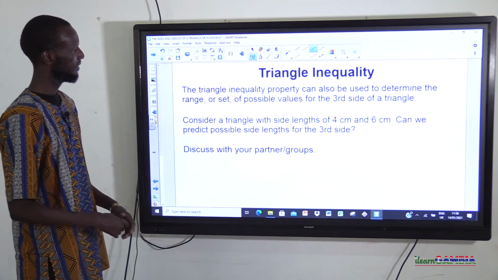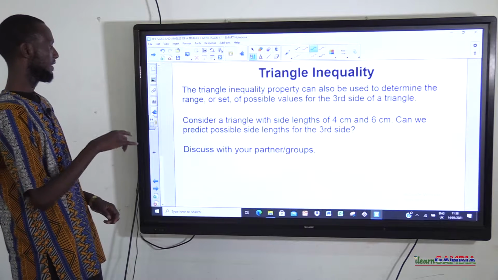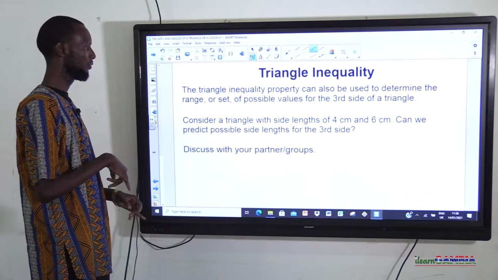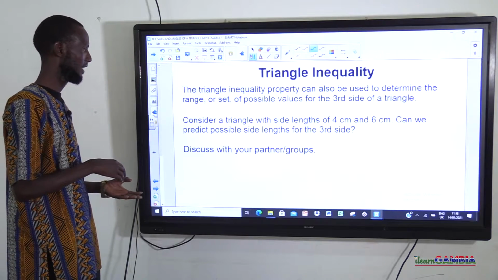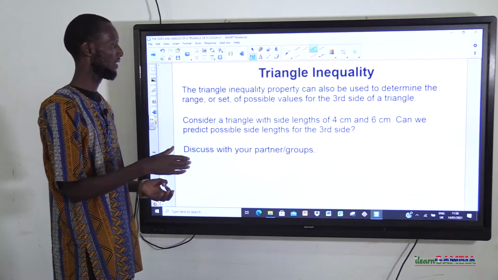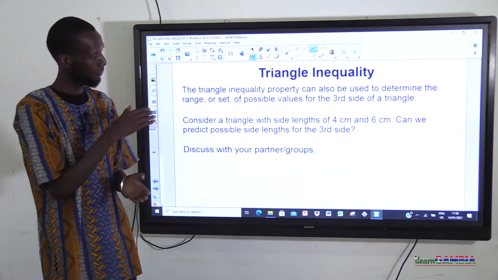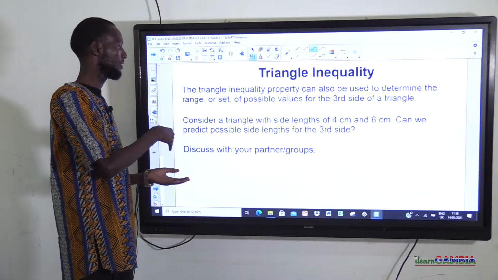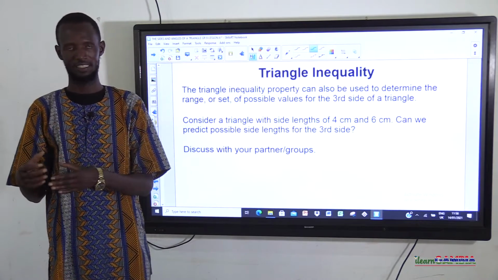Now, still on the triangle inequality, we say the triangle inequality property can also be used to determine the range or set of possible values for the third side of a triangle. All right? So we can use the triangle inequality property to try to determine the range or the set of possible values for the third side. Okay?